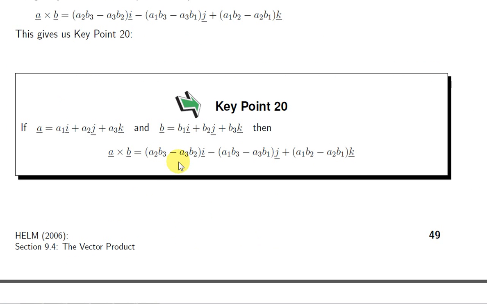Okay, so we could apply this formula for getting A cross B. Now later on we will see an easier way to get A cross B using the determinant of a matrix. It's easier to remember than this thing.